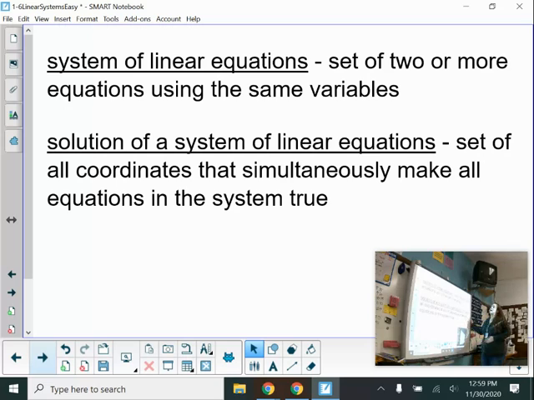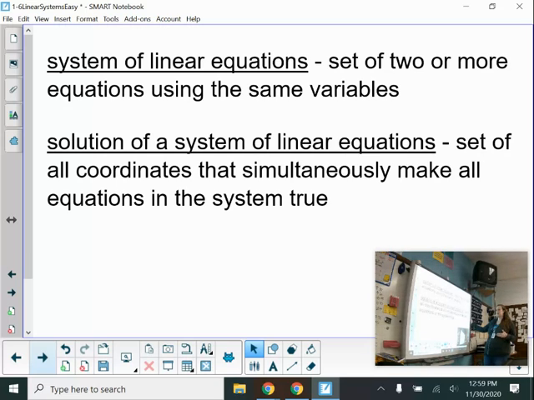We're not going to do anything with the inequalities. So we have a few definitions here. We have system of linear equations. That's going to be your set of two or more equations that are going to be using the same variables. So if you have two equations, both sets of equations have the same variable. It's not like you have two variables in one and then two completely different letters in the other one. They're all going to have the same letters in them.